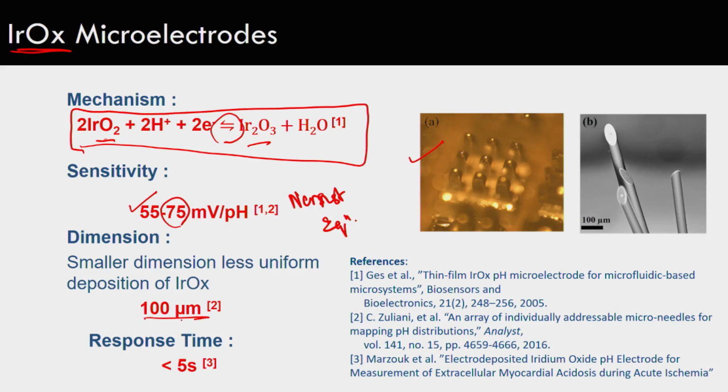And we have very small dimensions also. The length is 100 micron of the spike, the microspike or microneedle, whatever you call it. Good response time. It changes very fast, 5 seconds. Although pH in the body doesn't change that much, this is the kind of response time that you have in pH. We will show you how to implement the iridium oxide sensor in the lab, and you can see it in the hands-on session. You can get a feel of it.